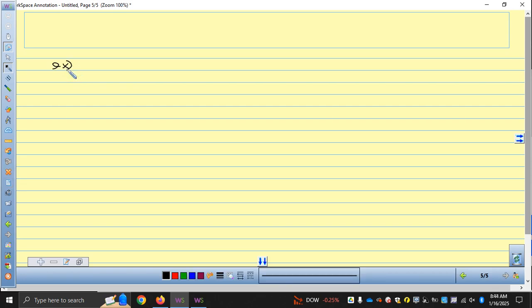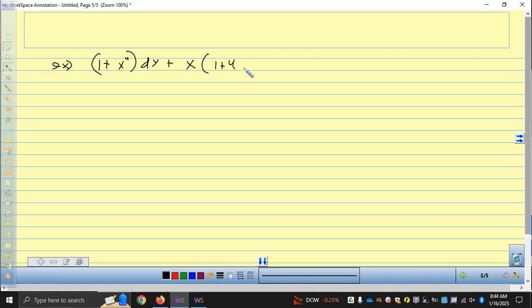Okay, let's look at another one. This one has a nice thing that comes up here. 1 plus x to the 4th dy plus x times 1 plus 4y squared dx equals 0. And we have y of 1 equals 0. And we want to solve this.